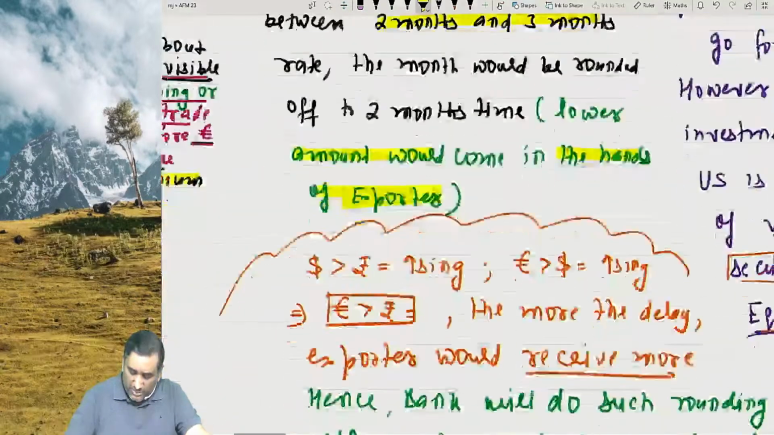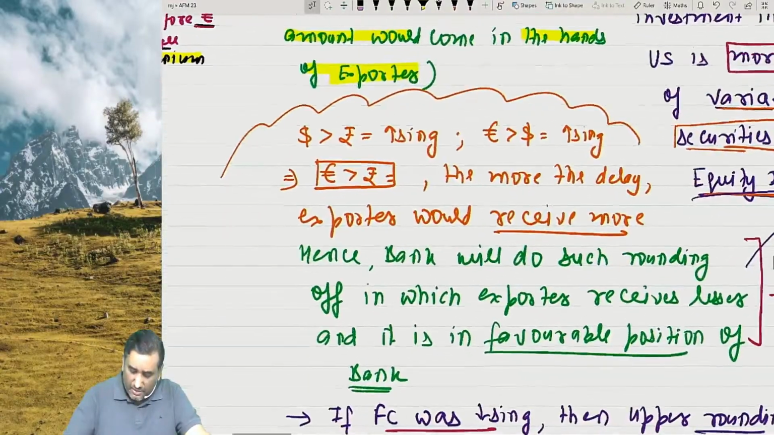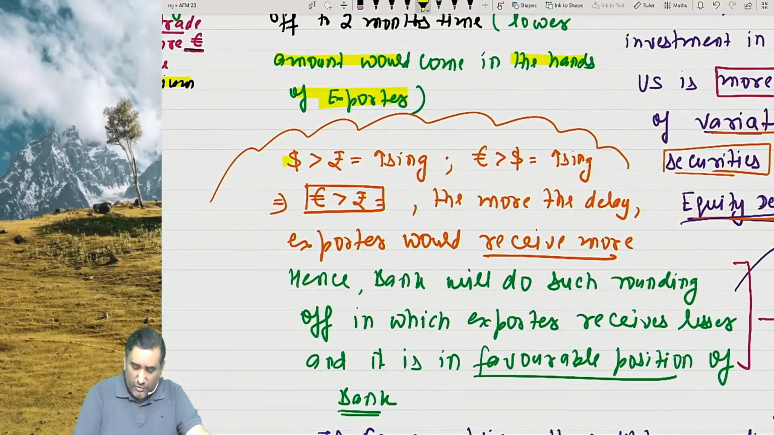So when we do basically rough work, I have done it here. The rough work was basically: if dollar is increasing, euro is increasing against the dollar, ultimately if we delay more, the exporter would receive more. The bank will do such rounding off in which the exporter receives less, and it is a favorable position for the bank.